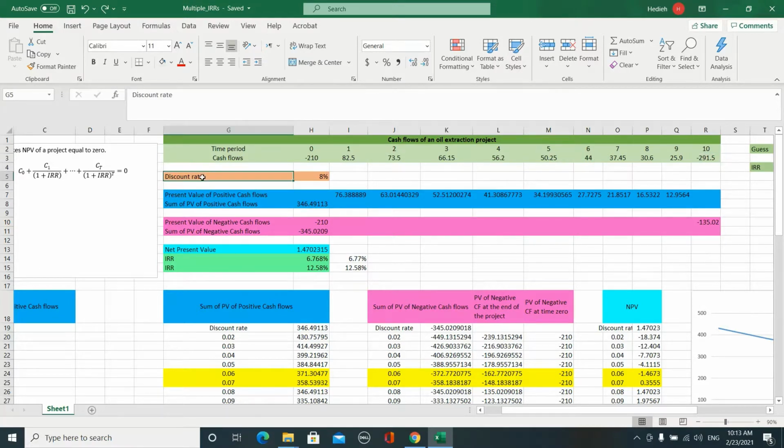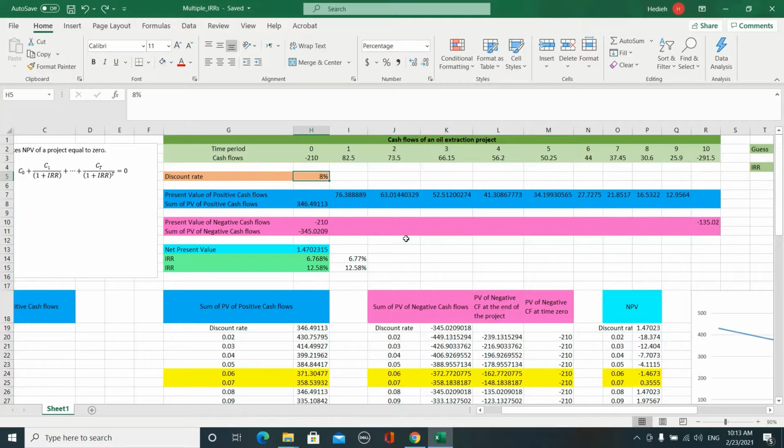The discount rate or the required rate of return or cost of capital for this investment is 8%. In other words, investors will decide to invest in this project if and only if the return that they can earn on this project is equal to or larger than 8%.